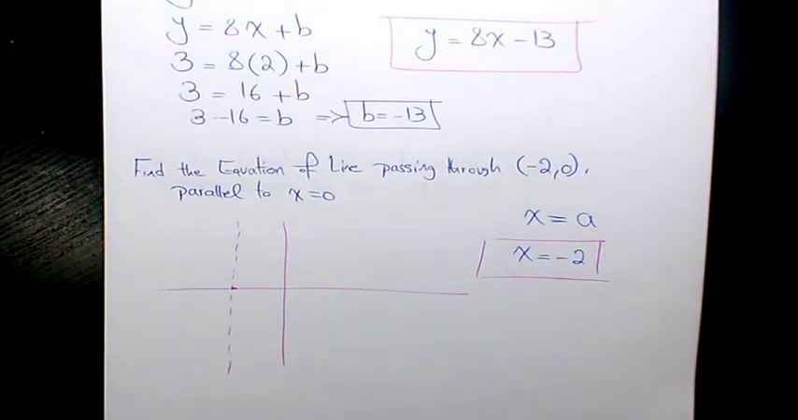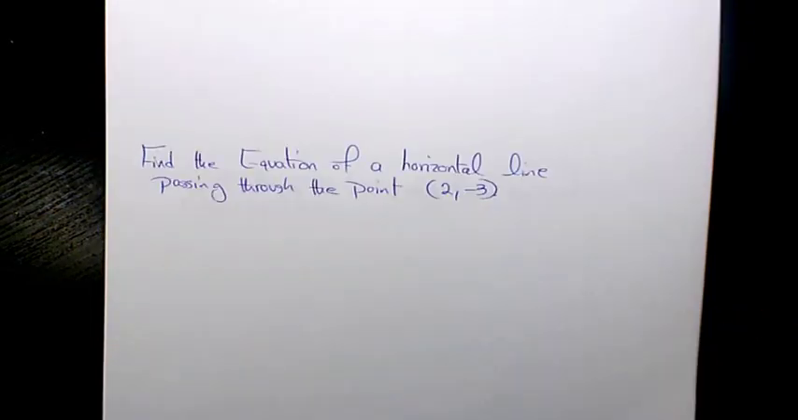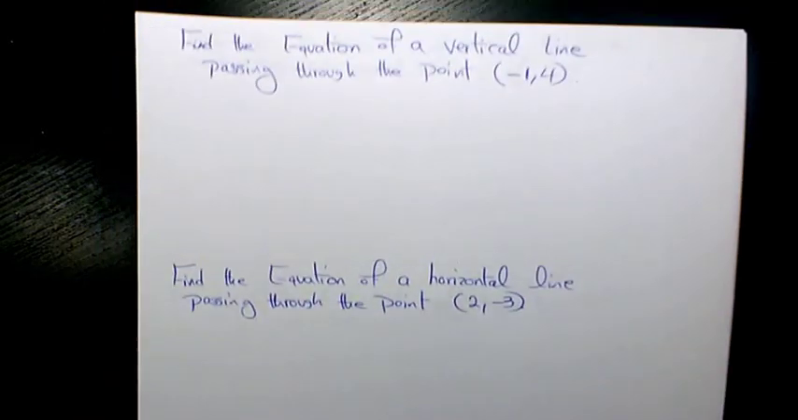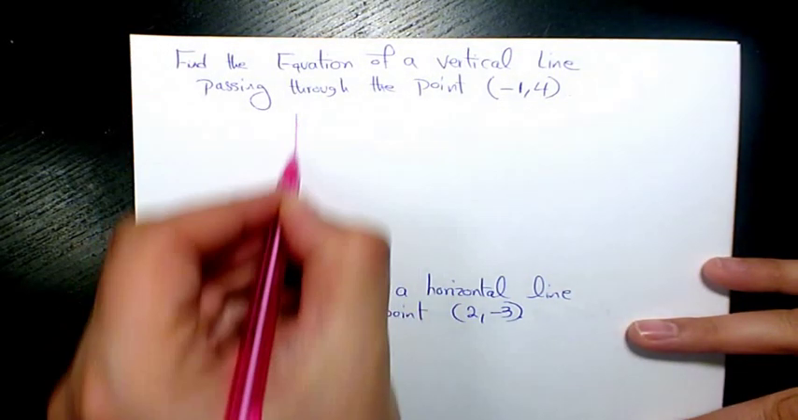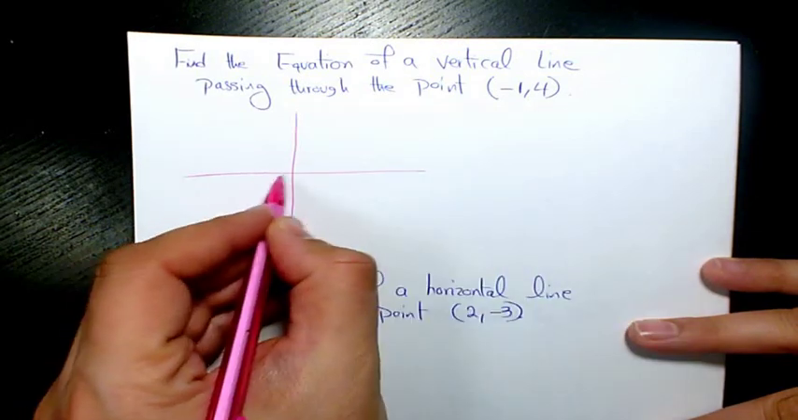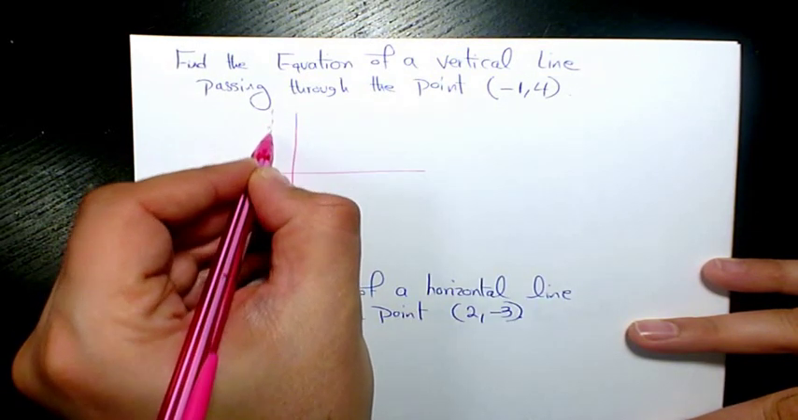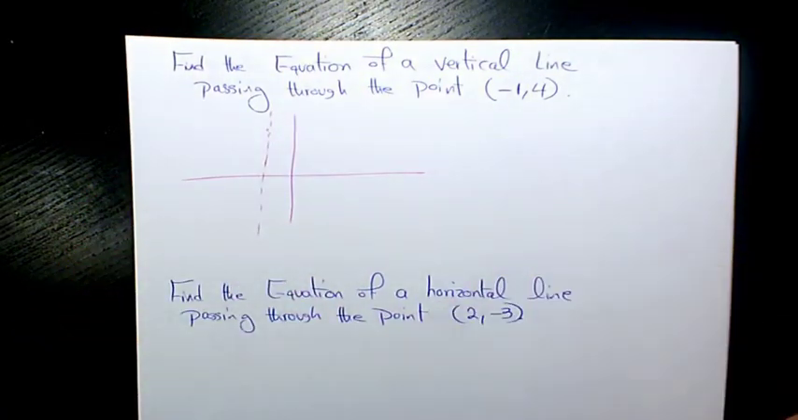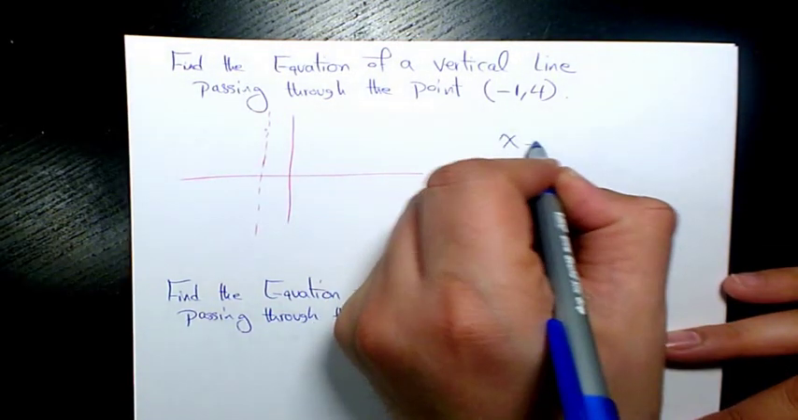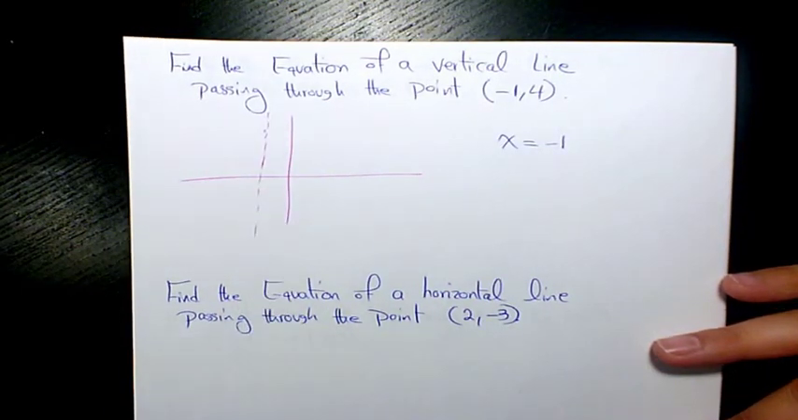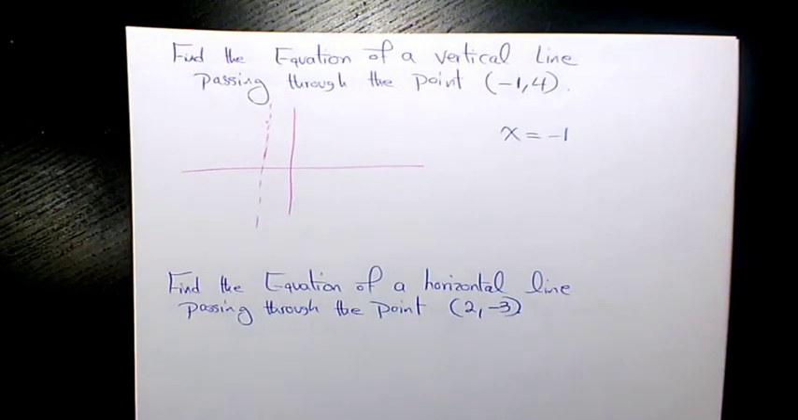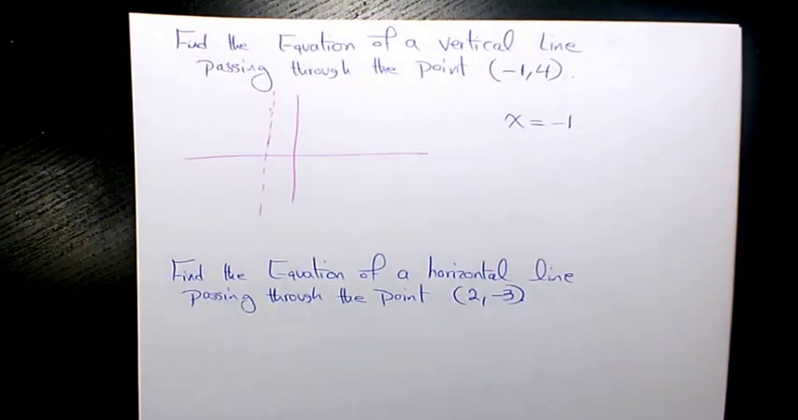That's the equation of line. In this example, it says find the equation of a vertical line passing through the point negative 1 and 4. So again, you're talking about the vertical line passing through negative 1 and 4. Has to be x equals negative 1. That's the special case, and at any point on this line we have the same values for x.